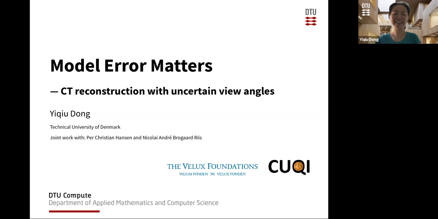Today, I would like to talk a bit about model errors in inverse problems, which is a topic I'm quite interested in recent years. The application example I use here is CT reconstruction with uncertain view angles. It's joint work with my colleague, Professor Per Christian Hansen, and Nikolai Ries, who was my private PhD student. Now he's a postdoc in our project.